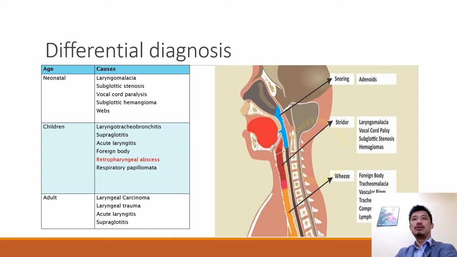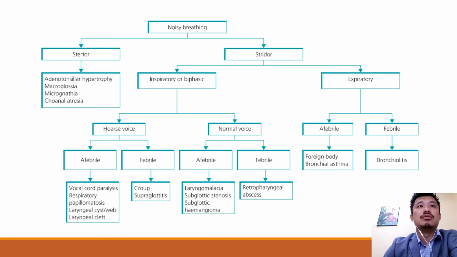So in this picture over here, you can see snoring due to adenoids where you can get Stridor. Stridor in kids, maybe again like I say laryngomalacia, vocal cord palsy, subglottic stenosis, whereas in respiratory stridor, wheezing, you'll get foreign body, tracheomalacia, vascular ring. So do remember these few things, and when you see patient, these are the common things that might come into your mind. Okay, so next. So this is just a flow chart to make it easier for us to think of.